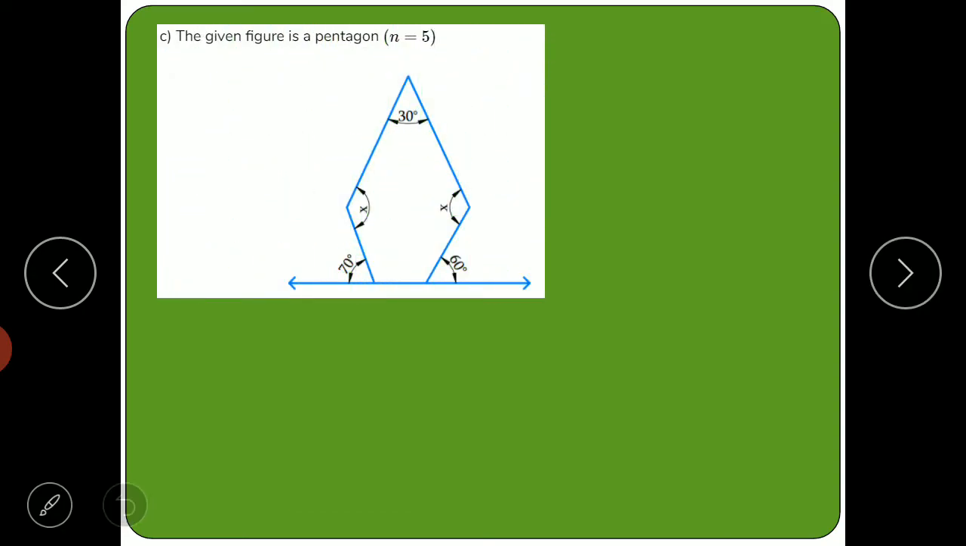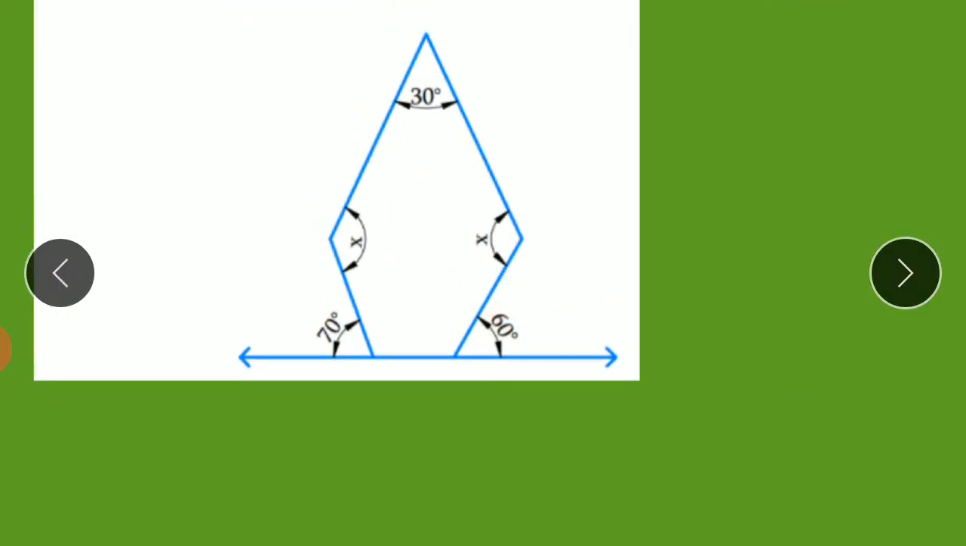Next, again we are going to find the value of x. As I said earlier, you need to find out what type of polygon the given one is. 1, 2, 3, 4, 5. This is a five-sided polygon, so it is a pentagon.